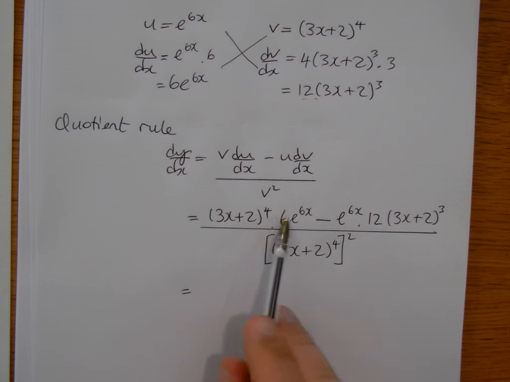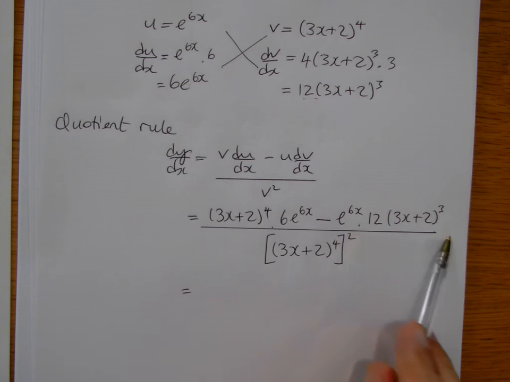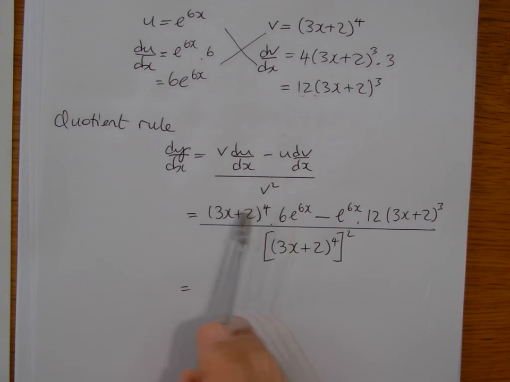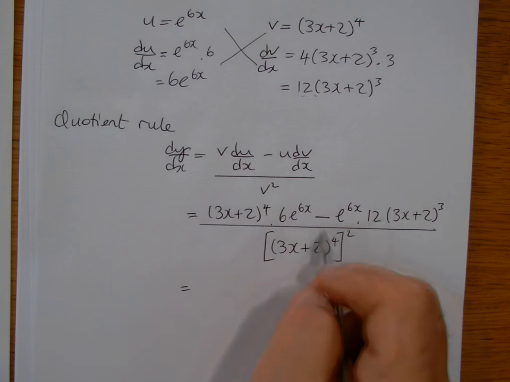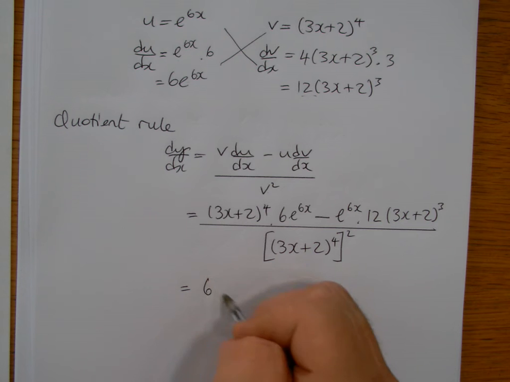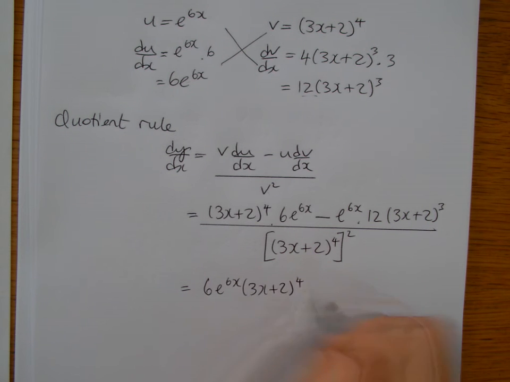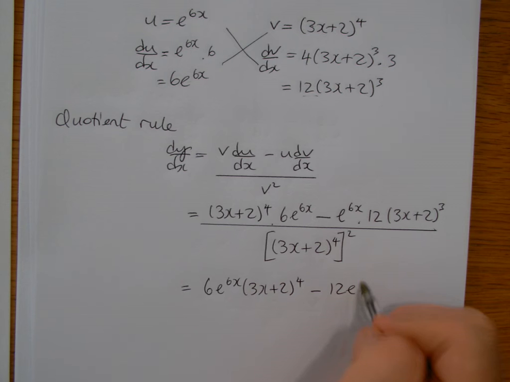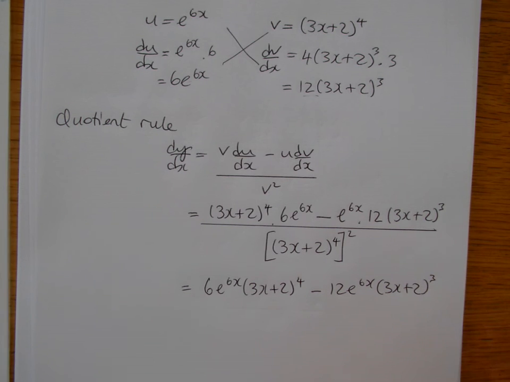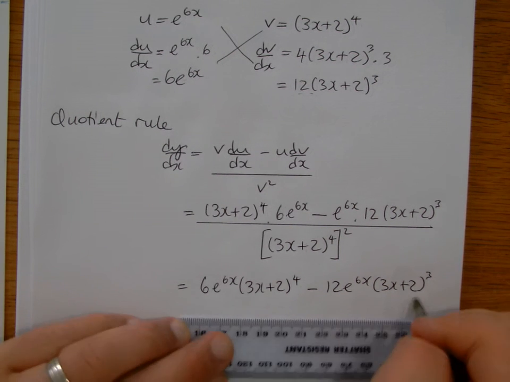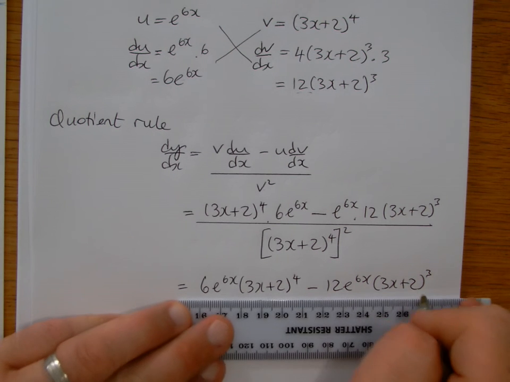What you need to see here now is we can actually extract common factors from this term and this term, okay? So we can factorize it, yeah? It's your choice, you might want to write it a bit nicer, so you've got 6e to the 6x (3x + 2) to the power 4, take away 12e to the 6x (3x + 2) to the 3. You might want to do that first, just so you can see things a bit clearer.